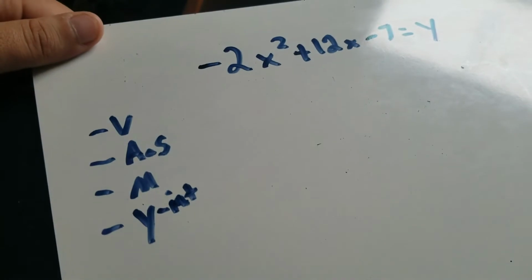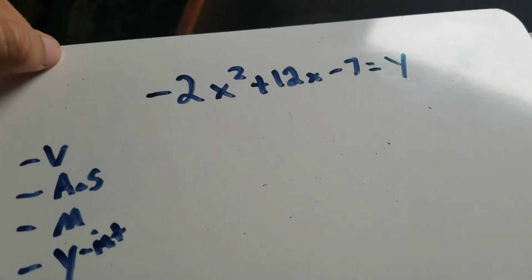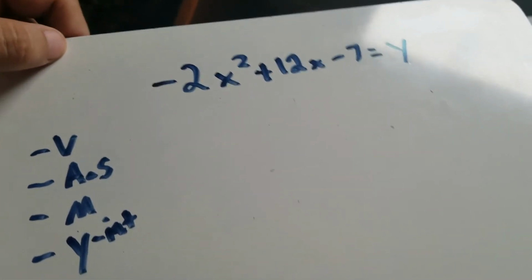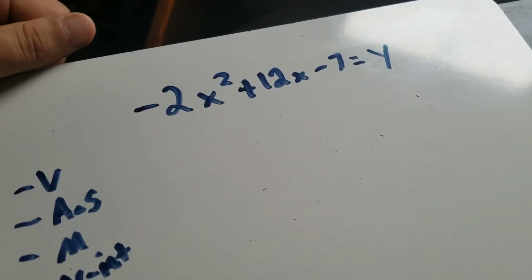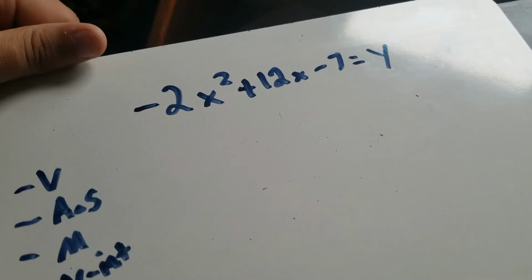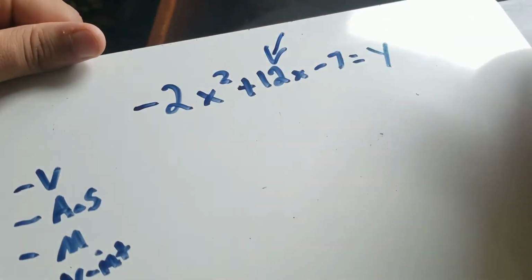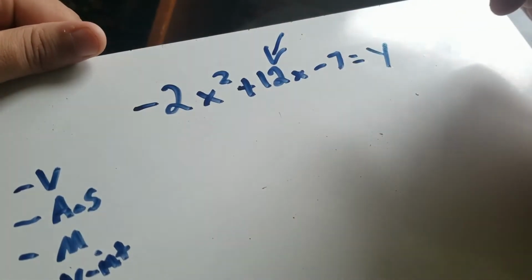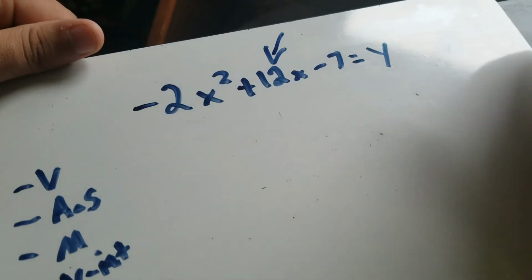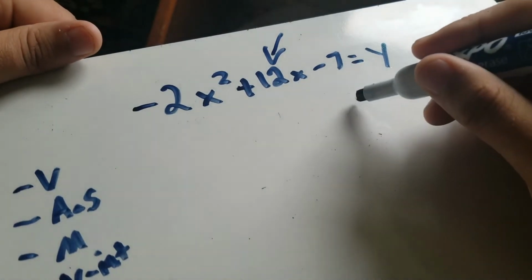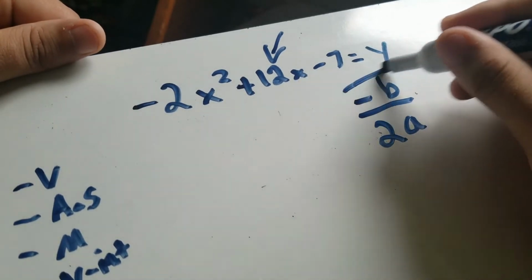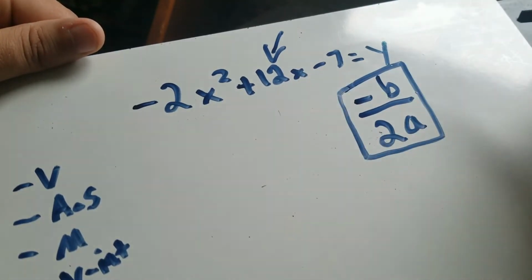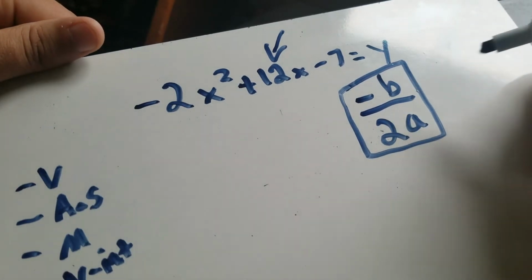Okay? So for the first thing, we're going to find the vertex. And you're going to see why we find the vertex first. To find the vertex, when we have a b value, we're going to use a new equation, which is negative b over 2a. So negative b over 2a, you could box that in. That's a very important equation.